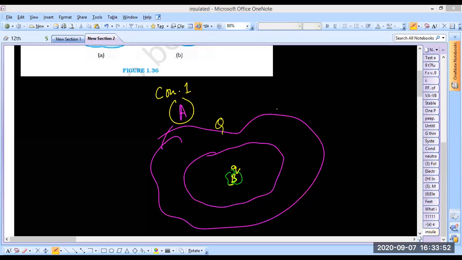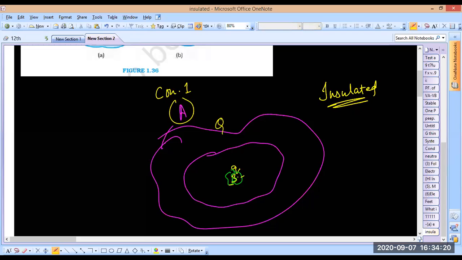Think of it this way: there is one metal body, right? Inside it there is space, a cavity, and inside that cavity another metal is placed. There is no connection, no wire between these two, so the charge will not flow. That's why it is written that they are insulated from each other. Charge cannot go from this to that.